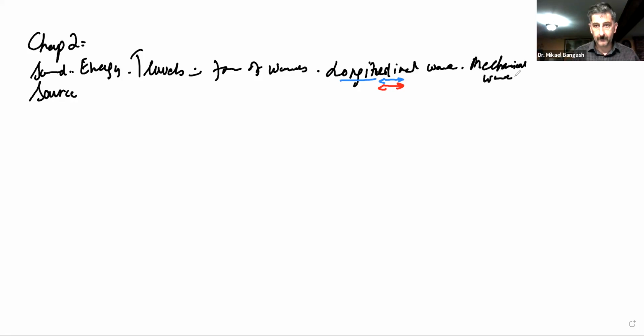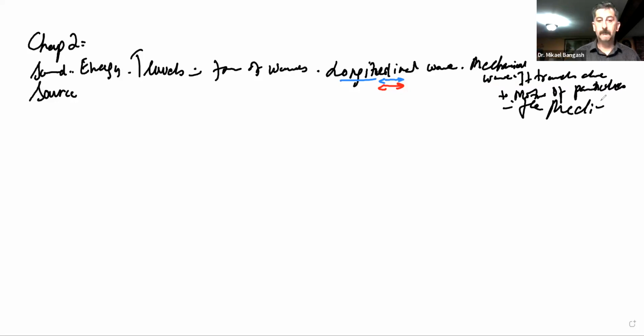Another thing that we could say was that it was also a mechanical wave. And why was it a mechanical wave? Because it travels due to motion of particles in the medium.